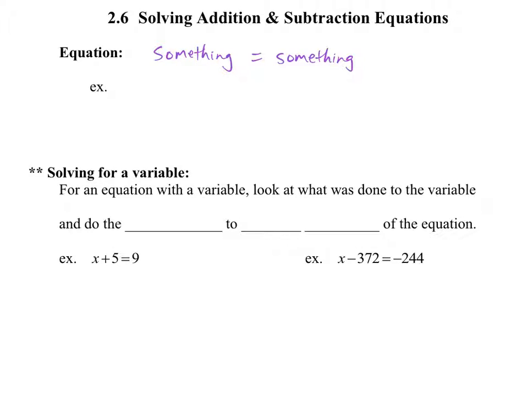So examples, you could say x equals 4. Or you could talk about the area of a rectangle, capital A equals length times width. So you could do something like that. But each of those, they just have something equals something else.